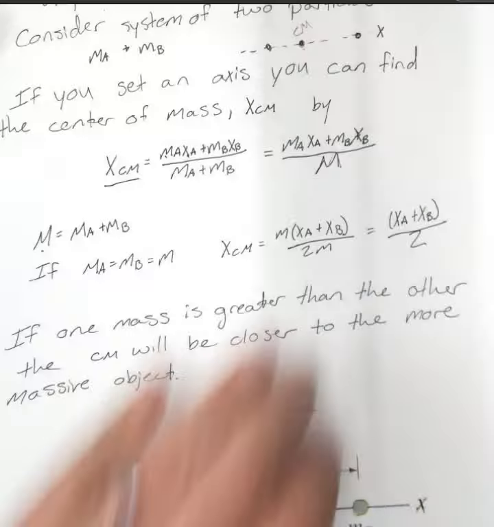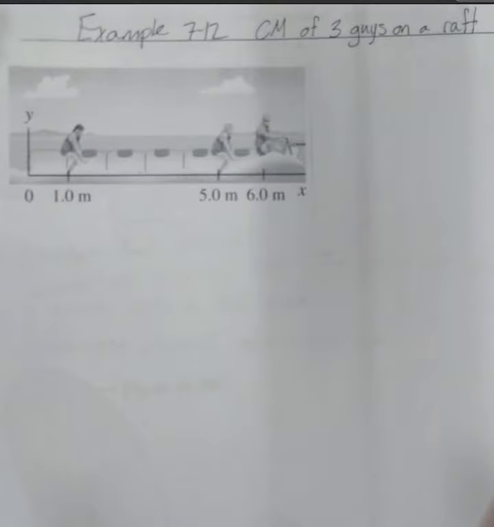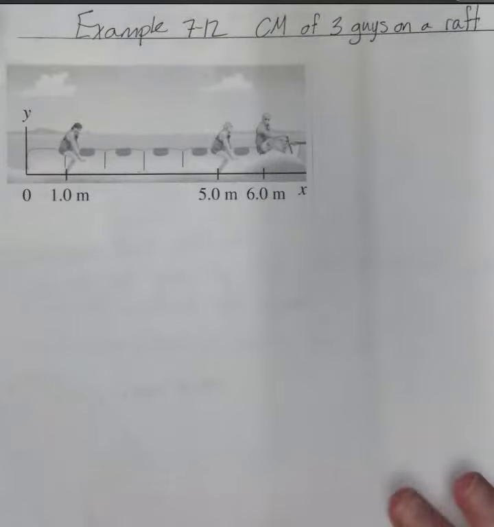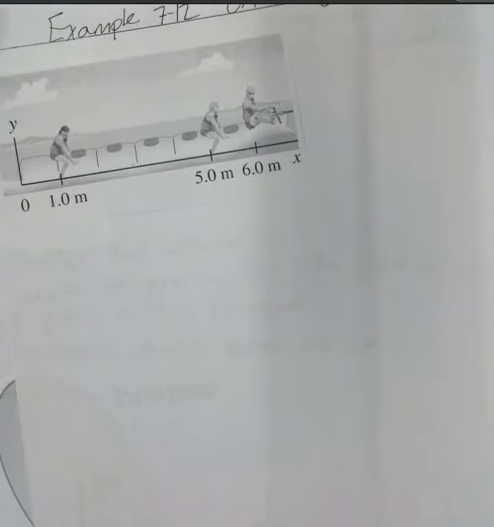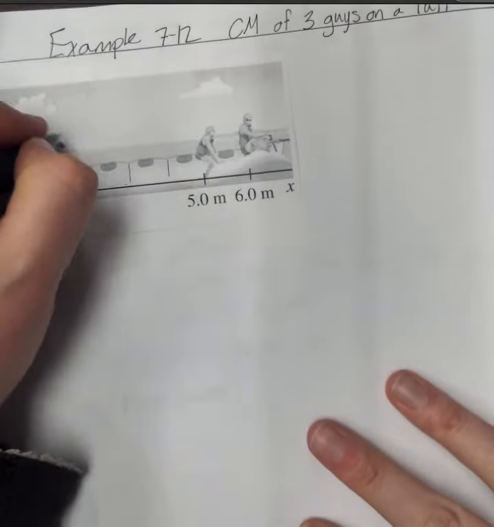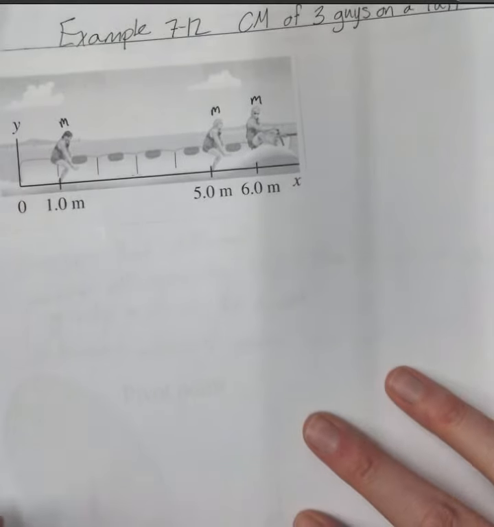Let's go ahead and take a look at an example. We're going to find the center of mass of 3 guys on a raft. I don't know what they're doing on the raft. I don't know why the raft is so big, but we're going to figure out where the center of mass is. There are 3 people who roughly have the same mass. So we're going to say that bro guy 1, bro guy 2, and bro guy 3 all have the same mass. And they are on a lightweight air-filled banana boat, which we can neglect the mass of.